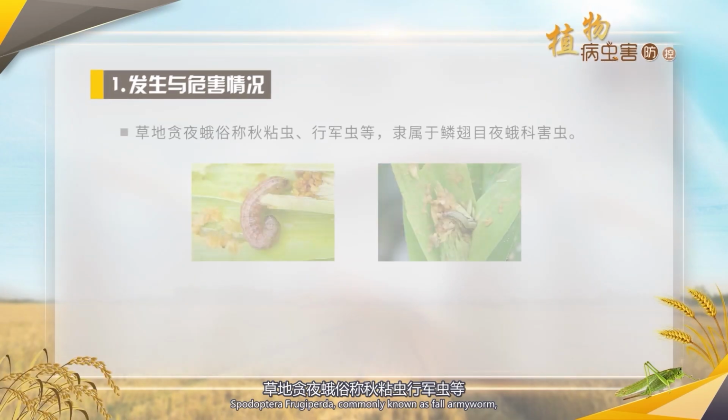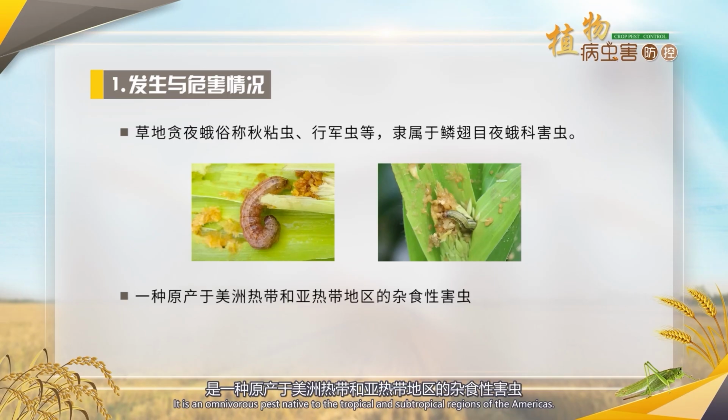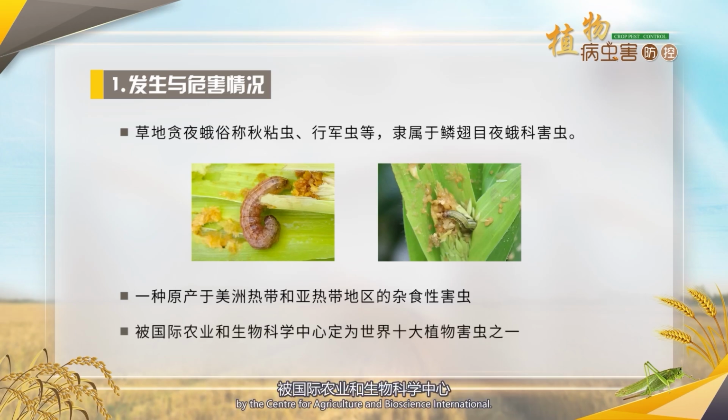Spodoptera frugiperda, commonly known as fall armyworm, is a pest of the order Lepidoptera and the family Noctuidae. It is an omnivorous pest native to the tropical and subtropical regions of the Americas, and according to the Center for Agriculture and Bioscience International, it is listed as one of the top 10 plant pests in the world.